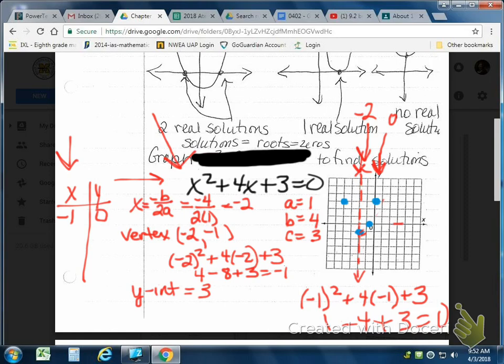And then what's my freebie? 1 unit right, it's at 0. And 1 unit left. So 1 unit left. And that is enough to actually sketch my parabola. So here we go.